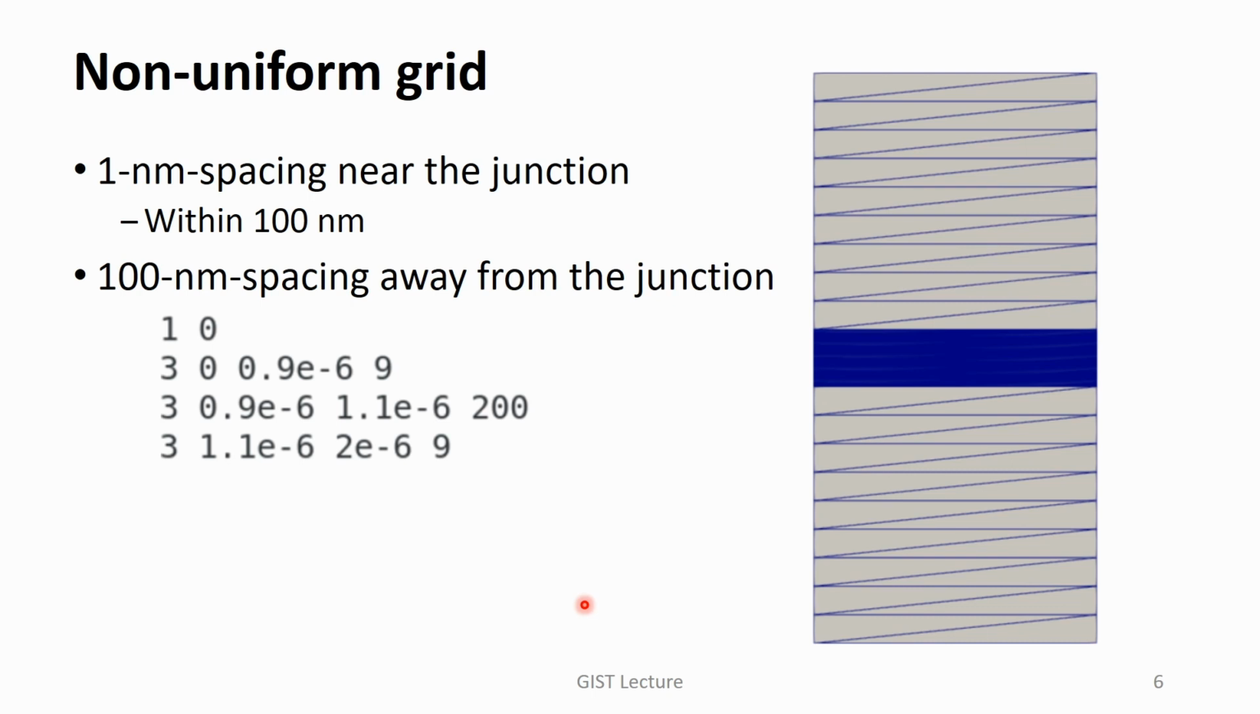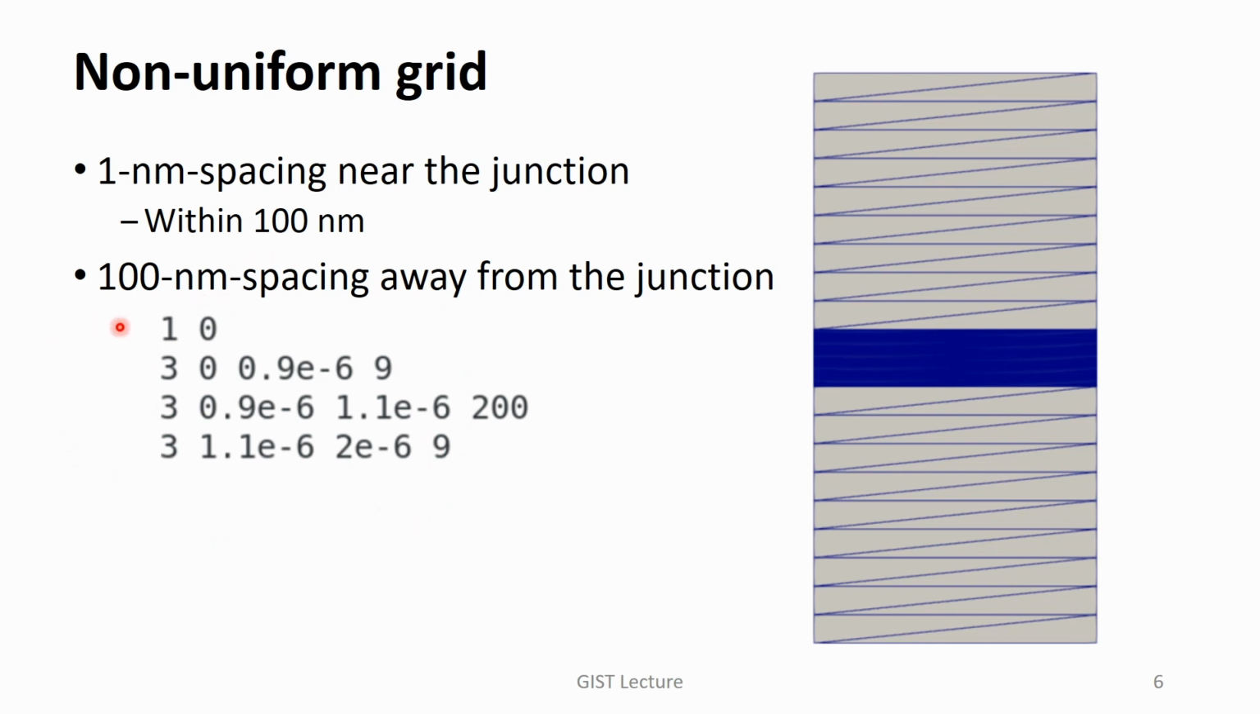Now, let's try a non-uniform grid. Near the junction, within 100 nanometer, we keep 1 nanometer spacing, but for other parts, the spacing becomes much larger, 100 nanometer. See this grid file.